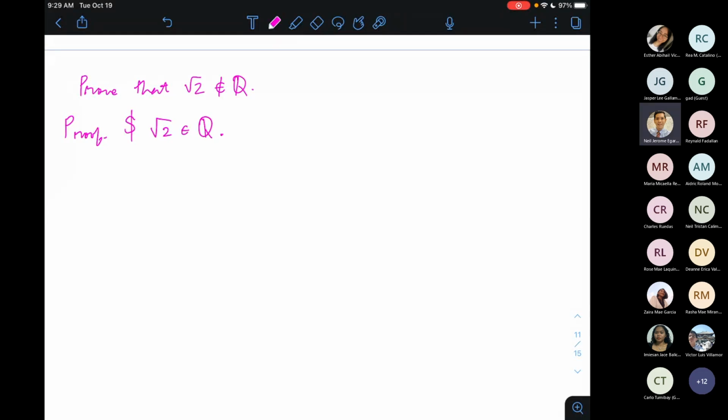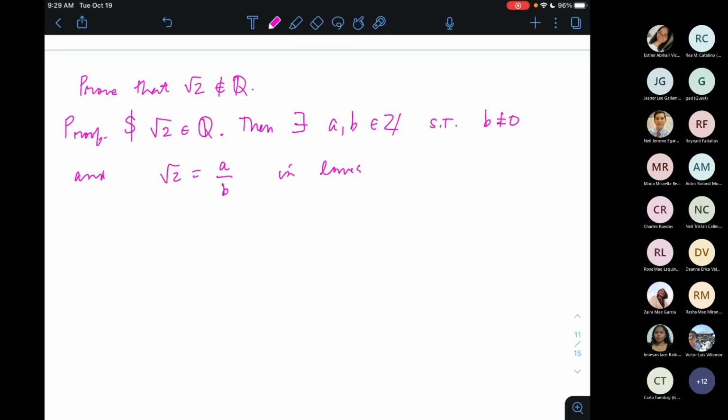Okay, thank you, Mary. So yeah, dahil ina-assume natin na kunwari, hindi totoo na irrational si square root of 2, so dapat rational siya, right? So kung rational siya, tama si Mary, na kaya ko siyang isulat as a ratio of two integers. Then there exist integers a and b, okay, such that b is not equal to 0 and square root of 2 equals a over b in lowest terms.